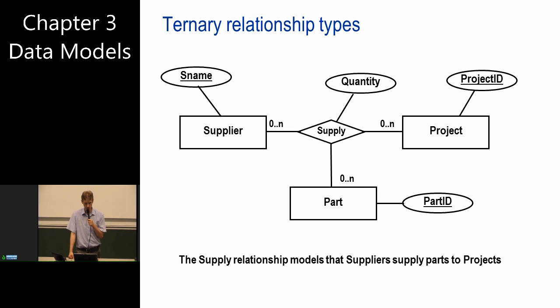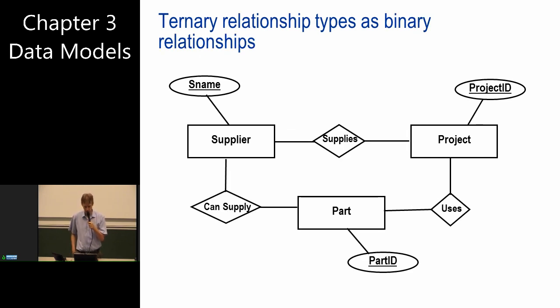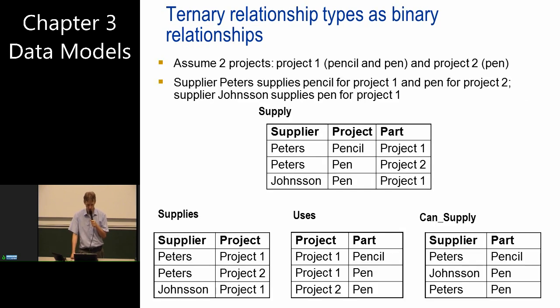Each of them have their key attributes. Supplier has supplier name, project has project ID, part has part ID, and we also have an attribute of the relationship type, which is quantity. That's a ternary relationship type. So the question obviously comes like, can we not model this as a series of binary relationship types? If we just make a binary relationship type supplies between supplier and project, a binary relationship type can supply between supplier and part, and a binary relationship type uses between part and project, isn't the problem solved then? It is not, because here, let's say that this is the situation.